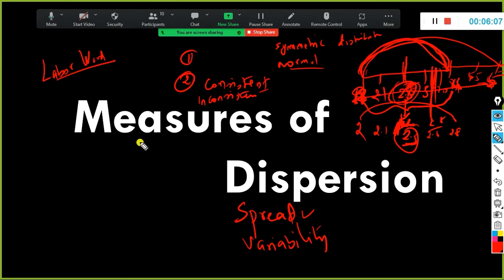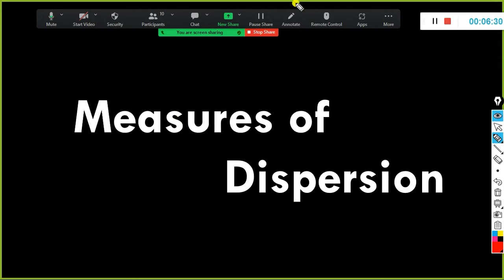So like we have seen the measures like mean, median, mode as part of the measures of central tendency. Even in the case of measures of dispersion, we have a measure called range, a measure called standard deviation, and a measure called coefficient of variation. We will explore the range quickly now. We have already discussed it, so it will be a recap for you.